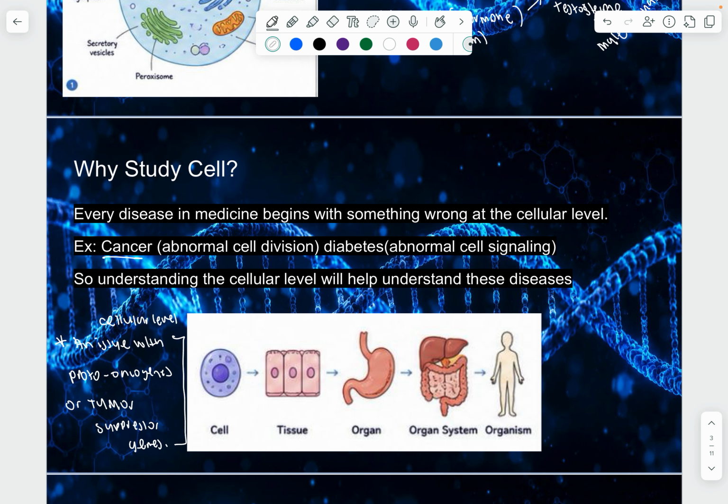It's the same thing with diabetes: abnormal cell signaling. If we're talking about diabetes, we can talk about GLUT2 and GLUT4 receptors. What part of the cell do GLUT2 and GLUT4 have to do with? That's going to be your cell membrane. Understanding things at the cellular level will help you understand diseases that we hear about in our everyday life. That is a reason why studying things at the cellular level is very important.